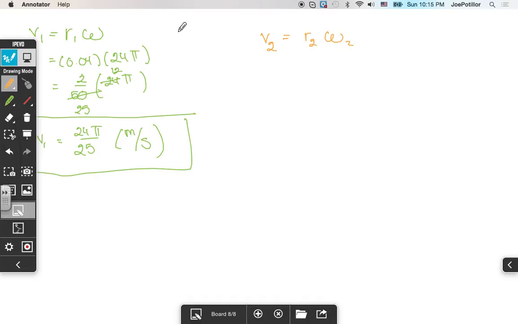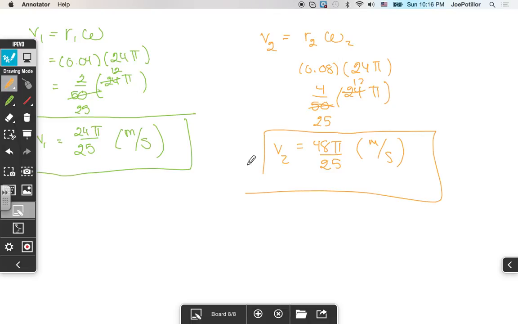So it ends up equaling 0.8, which is 0.08 and 24 pi, which is of course 4 over 50. Behind a 24 pi. That kills that. 12.25, which is of course 48 pi divided by 25 meters per second. And that's V2.